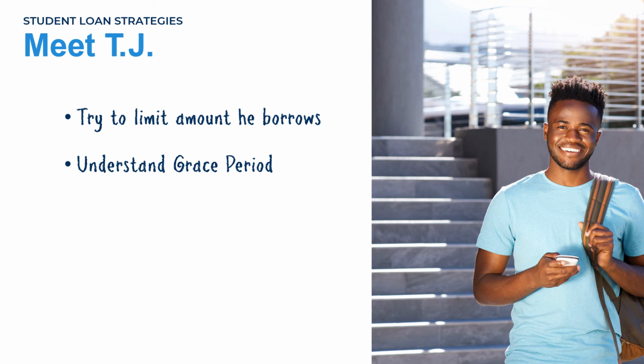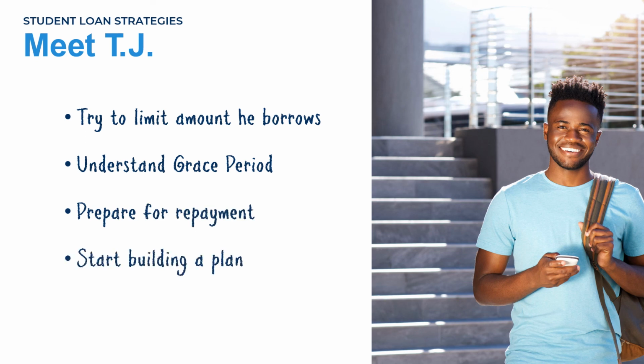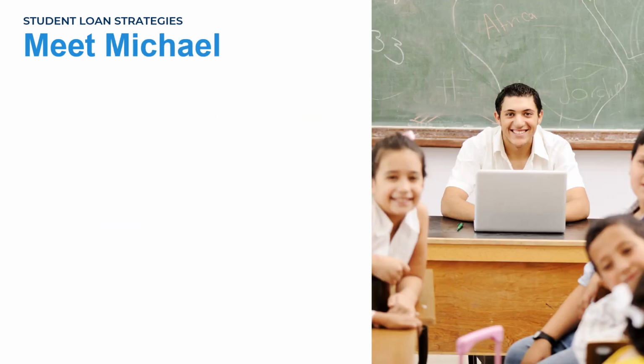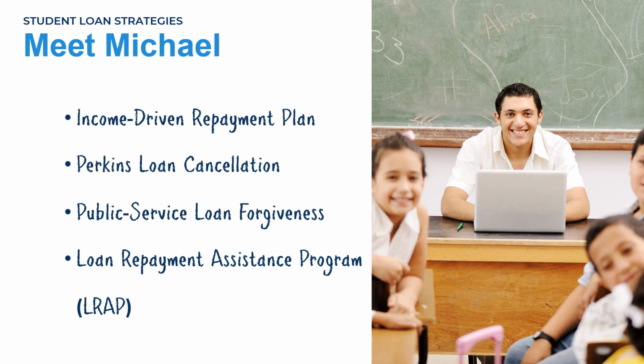As he approaches graduation, he should spend time preparing for repayment, which will involve creating a spending plan. Check out our Start Smart workshop for more on that topic. Next, meet Michael. He's working for a nonprofit organization. His first focus should be on investigating the repayment and forgiveness programs available to nonprofit and government workers.